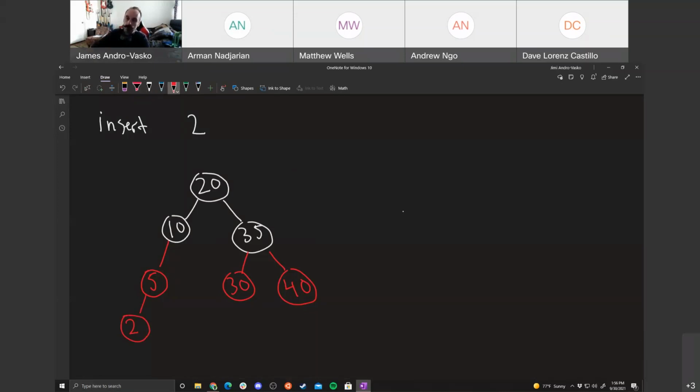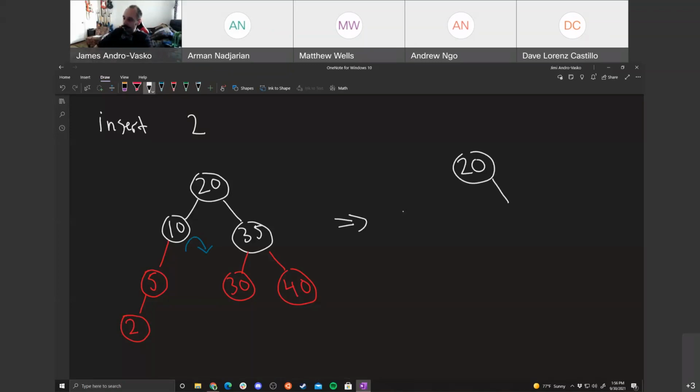So in this case, we would check the aunt or uncle of 2, which happens to be nil, so it's going to be a black node. So we have to rotate this tree to fix this problem. And since 10's left subtree contains more elements, we have to do a simple right rotation to fix this problem. We're almost done with the example.